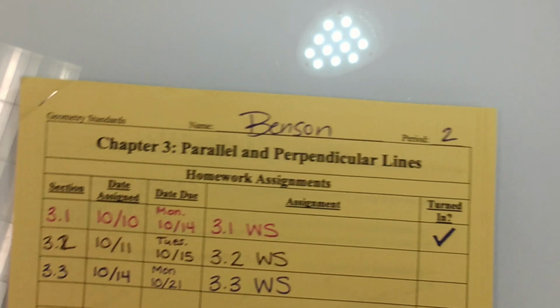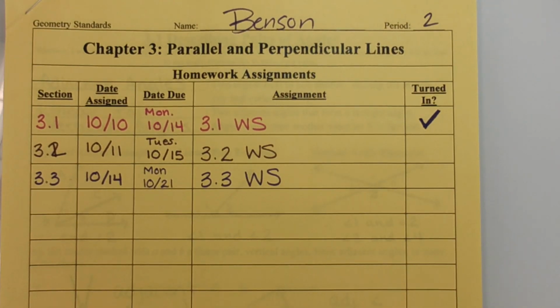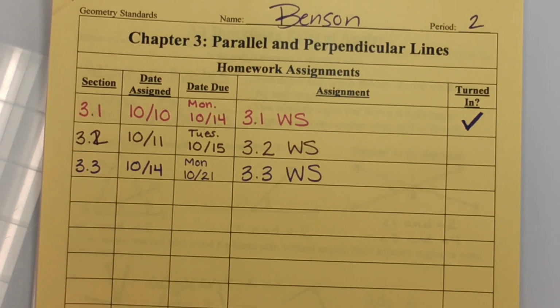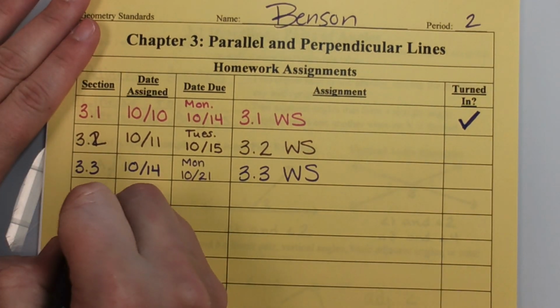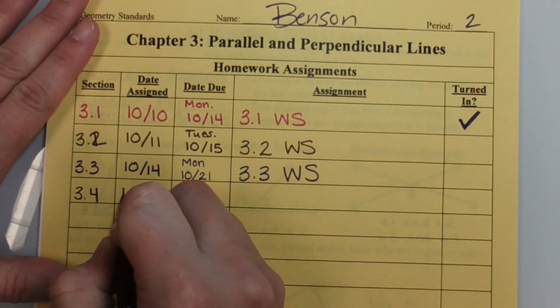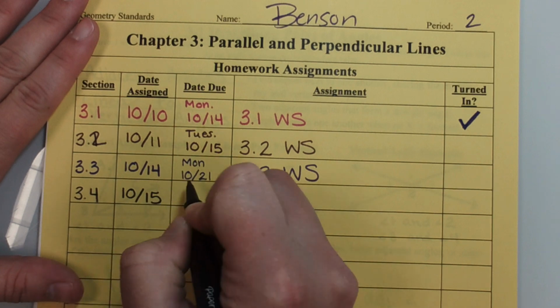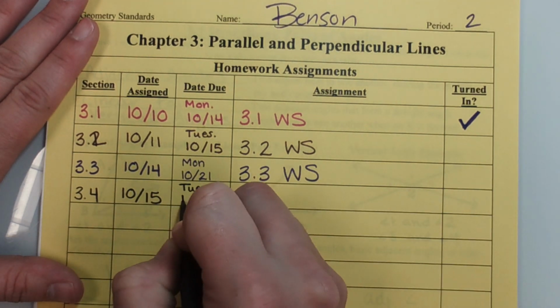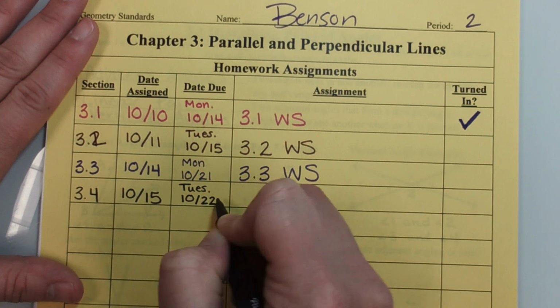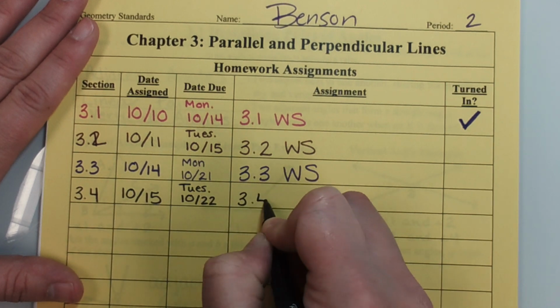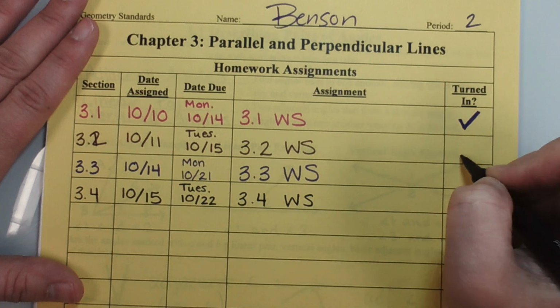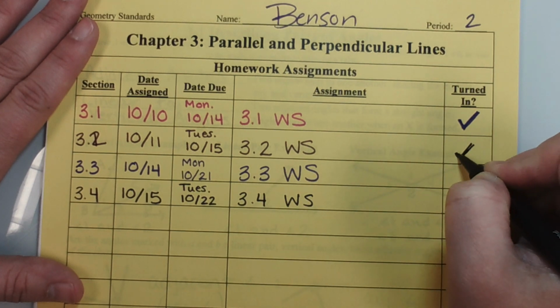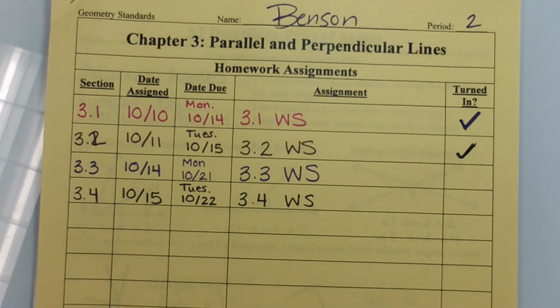Okay. So today, we went through the beginning of section 3.4. We've got a couple days left on it. Today is the 15th. Our homework is due on Tuesday. Do not wait to do it until Tuesday. Tuesday is the 22nd, and it's the 3.4 worksheet. Reminder, the 3.2 worksheet is due today. Be amazing for the sub.